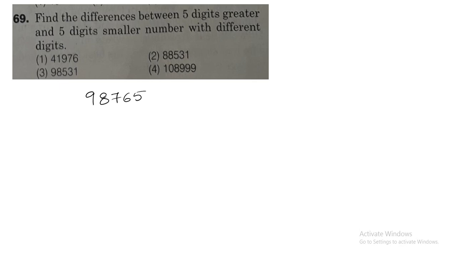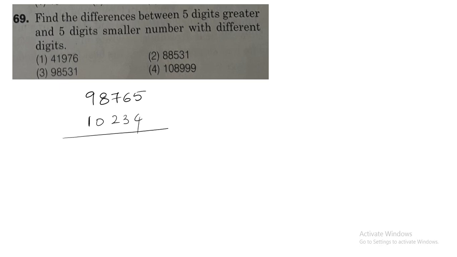And the 5-digit smaller number should start with 1, followed by 2, 3, 4, 5. But is this the smallest one? How can I consider? 1 followed by 0, so 0, 2, 3, 4.